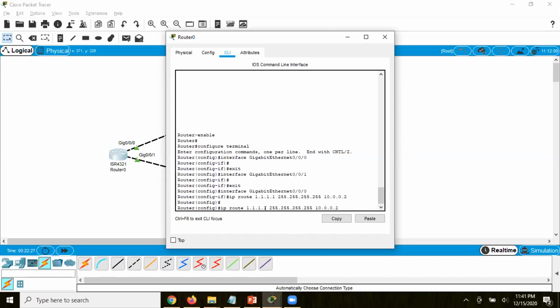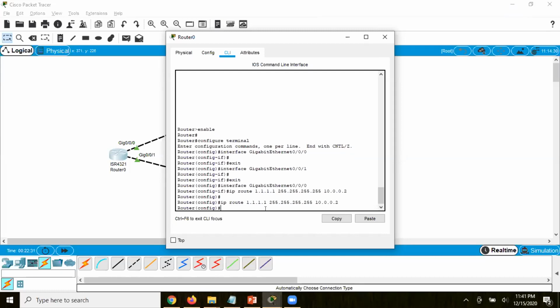So why we need to do it two times? Why we need to do it twice? IP route, because that time you ran this command on the interface, bro. That first time, whatever it is done, we ran on the interface. We should not run on that. We should come out and we should run on the router.